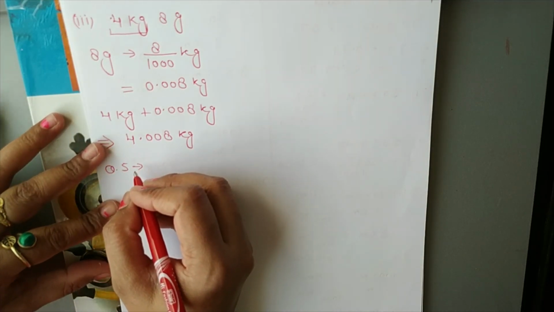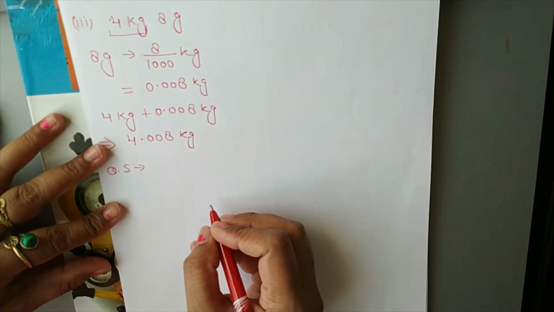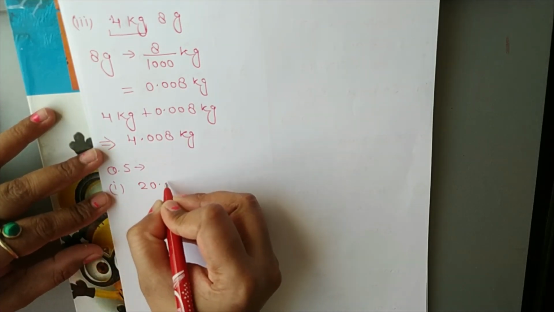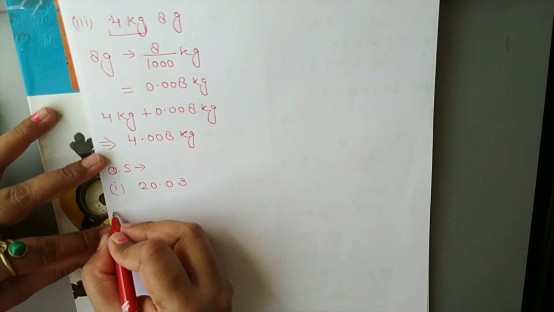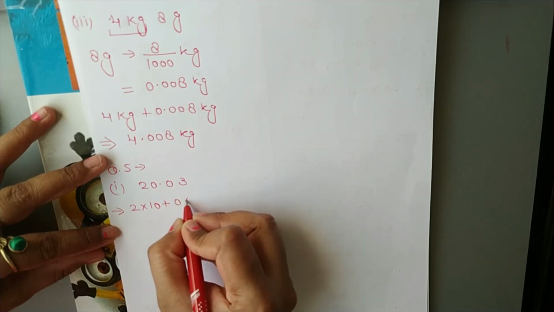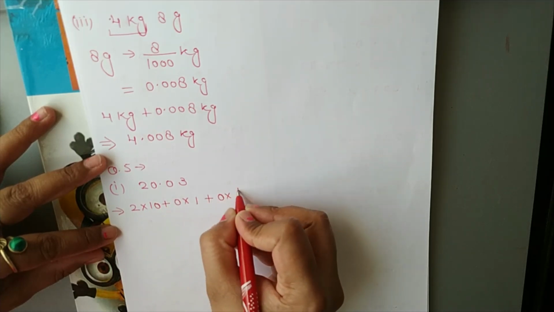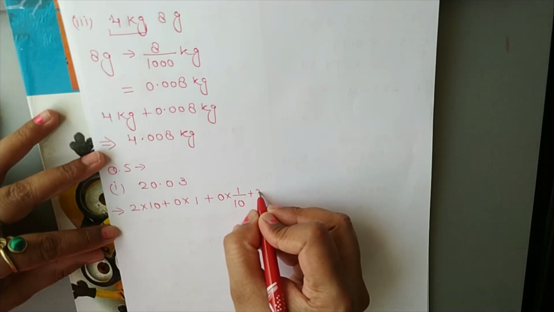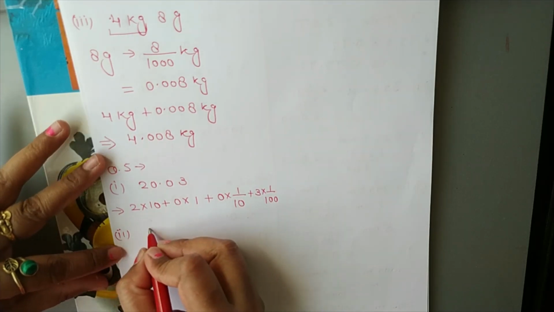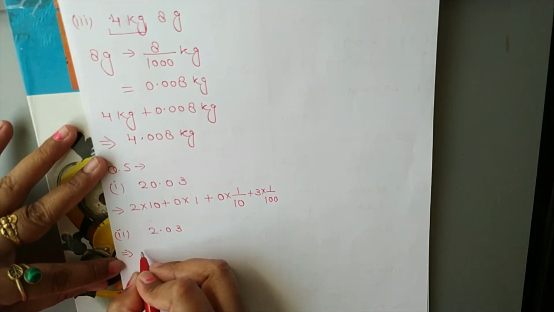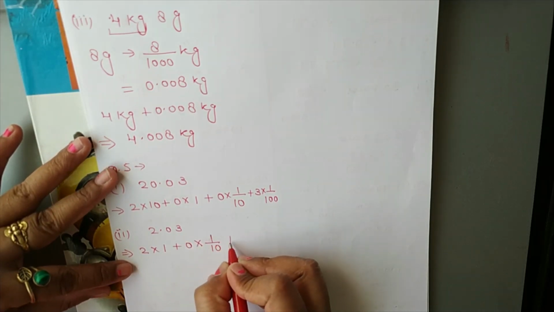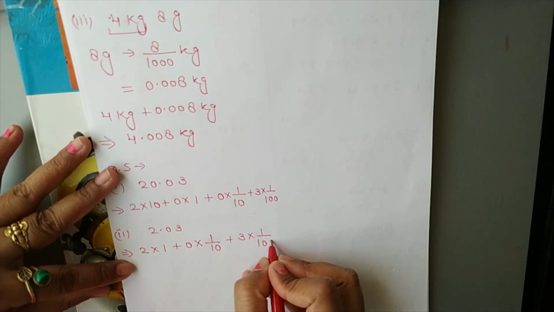Write the following decimal numbers in expanded form. First is 20.03, so it can be written as 2 into 10 plus 0 into 1 plus 0 into 1 upon 10 plus 3 into 1 upon 100. Now the second part is 2.03. So 2 into 1 plus 0 into 1 upon 10 plus 3 into 1 upon 100.